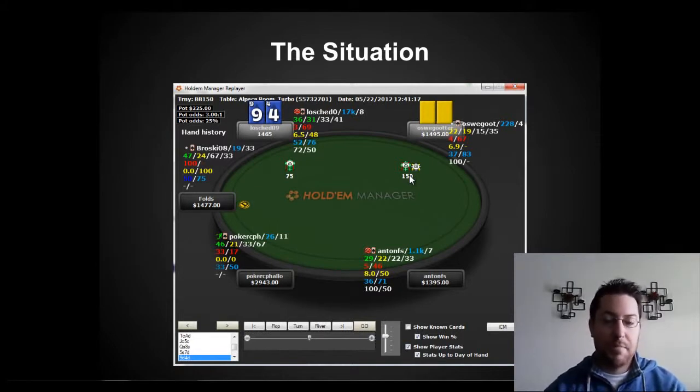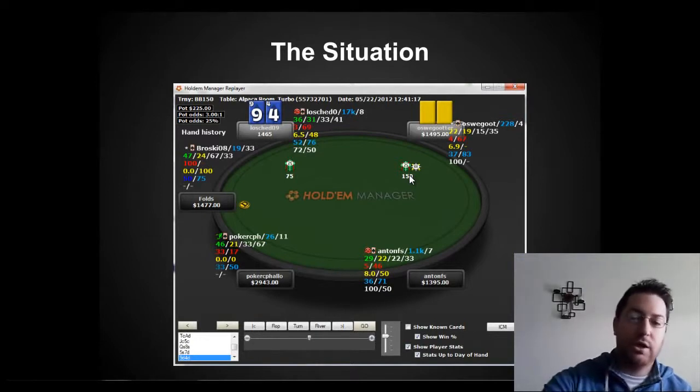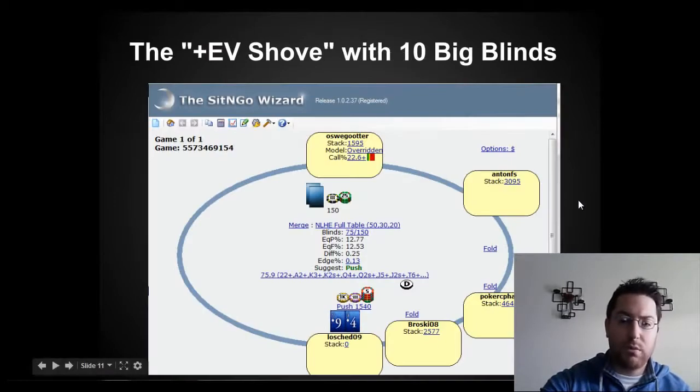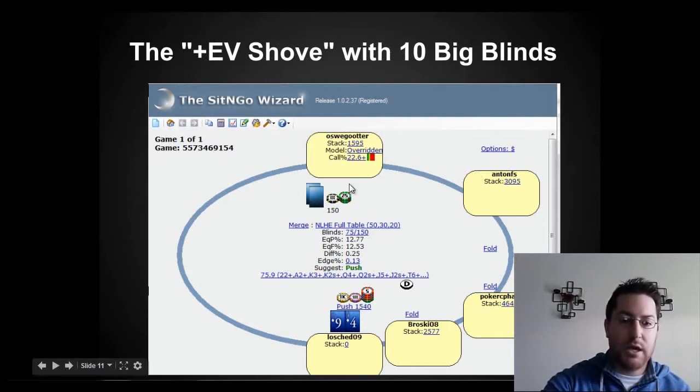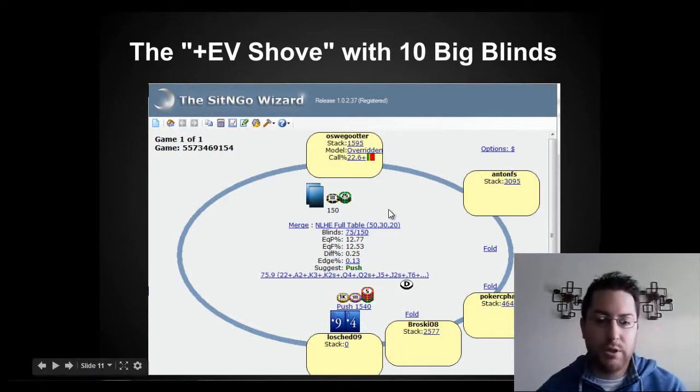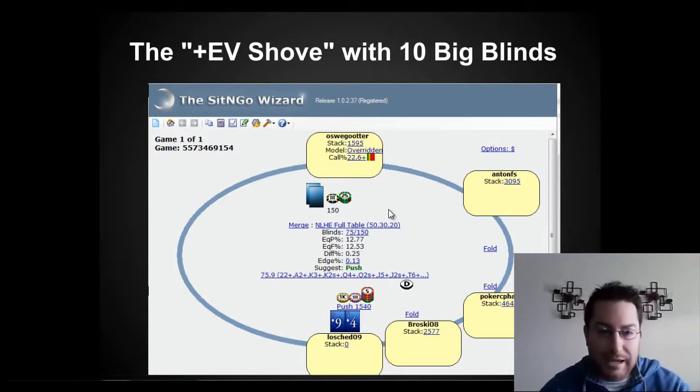So 9-4 suited, in general, with 10 big blinds in a 9-man game, can be an 82-card shove, and that would be a profitable shove. So what I did was I just took a screenshot of this situation in Sit and Go Wizard, and what it says is if I give Oswego Otter here about a 22.6% calling range. So if I shove all in, he's going to call with any ace, pretty much any pocket pair, down to, I think it was like Queen Jack suited, King Jack offsuit, with that type of range.